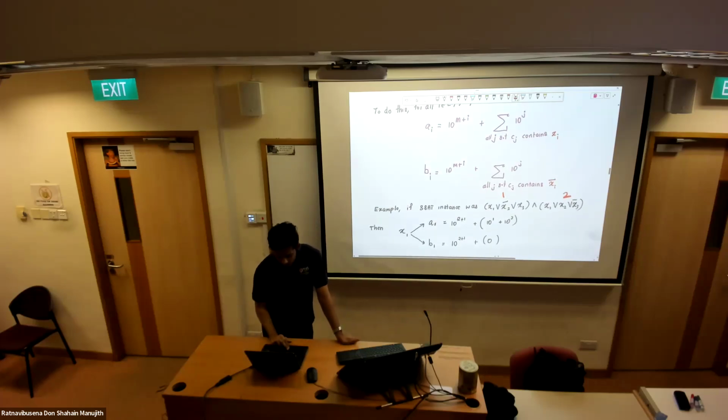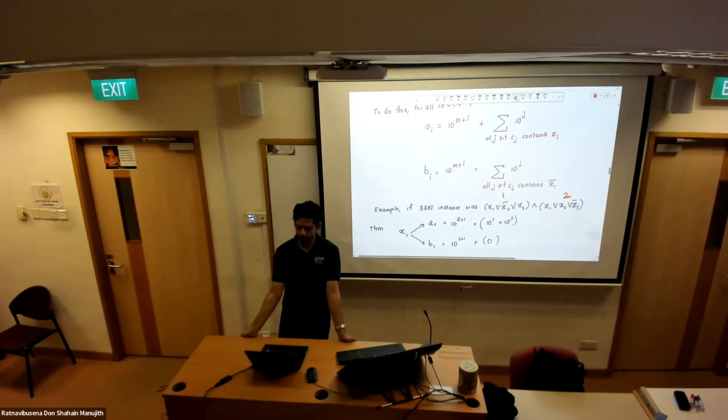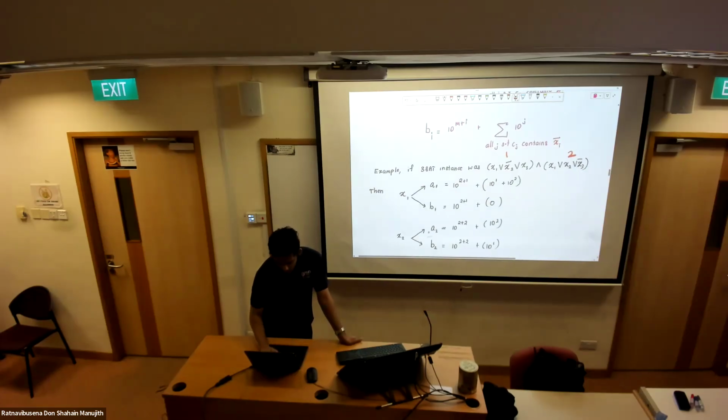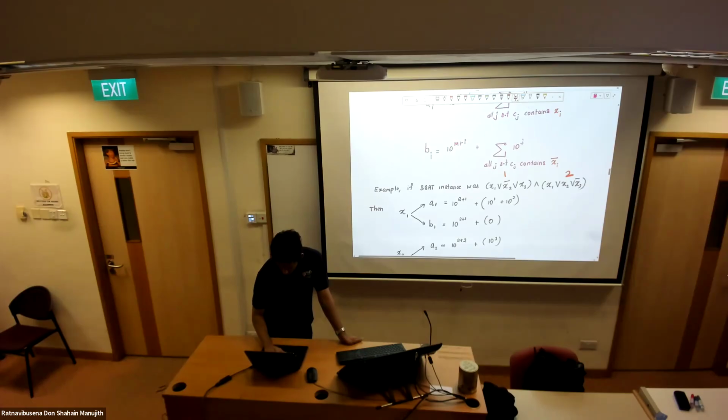Now look here. Out of these two clauses, which contains x2? Clause 2 contains it. How about clause number 1? Does it contain x2? No, it contains x2 bar. So that's the distinction. So for a2, A2 equals 10 to the 2 plus 2 plus, the only clause that contains x2 as a literal is the second clause. Therefore, we add 10 to the 2.